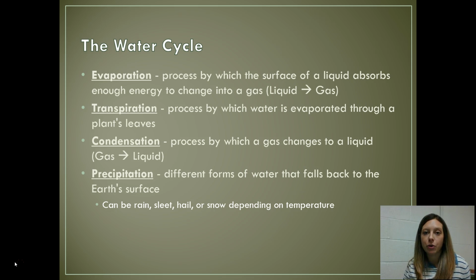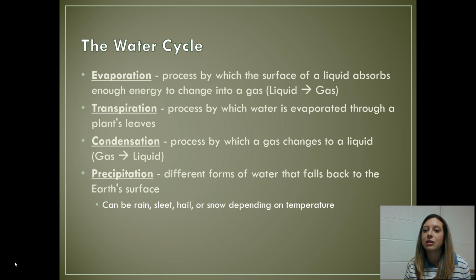Okay, these are the different forms that water can take on during the water cycle. So take a minute to define each of these on your paper. Evaporation is when you go from water as a liquid form to water as a gas form. Okay, the surface of a liquid absorbs enough energy to change it into a gas.